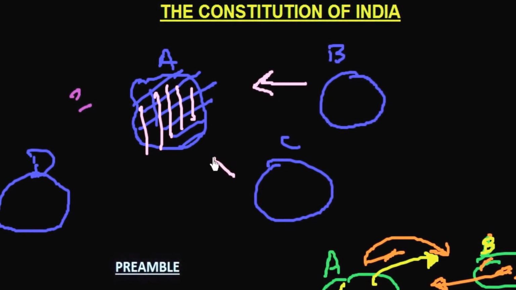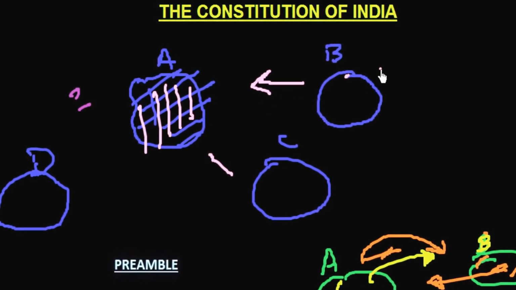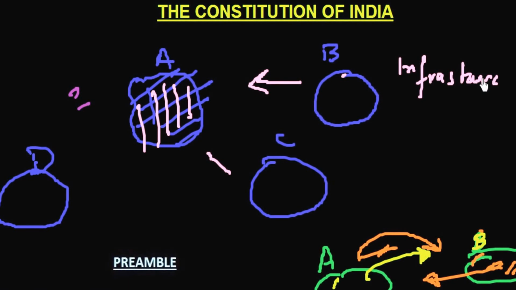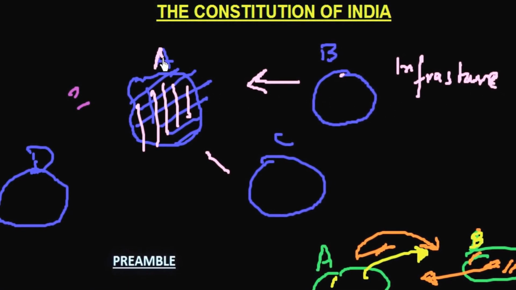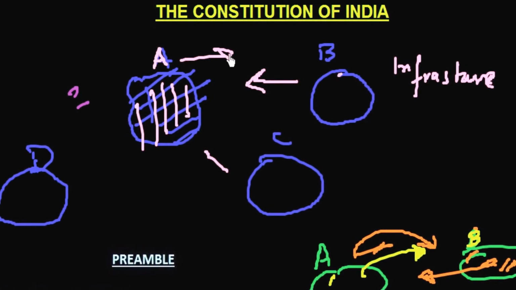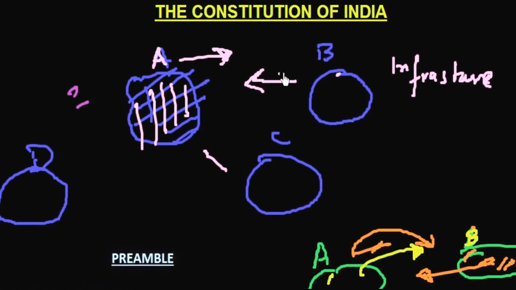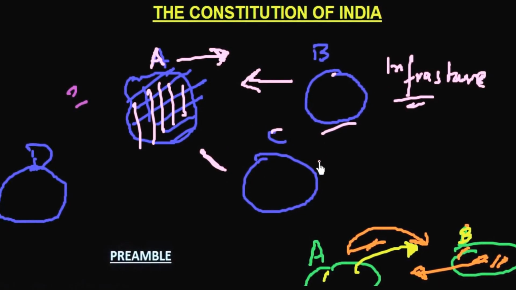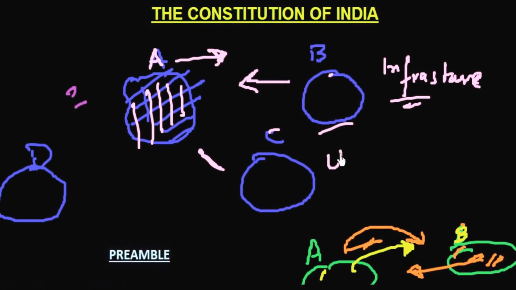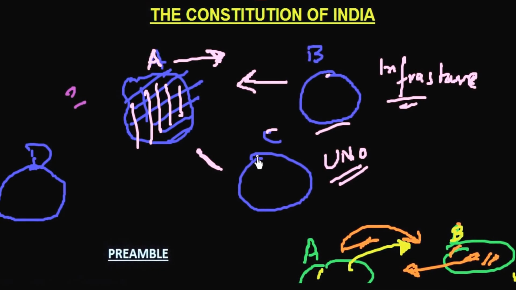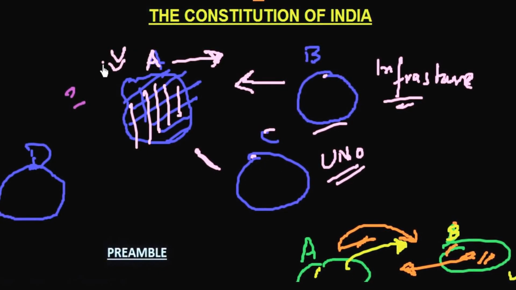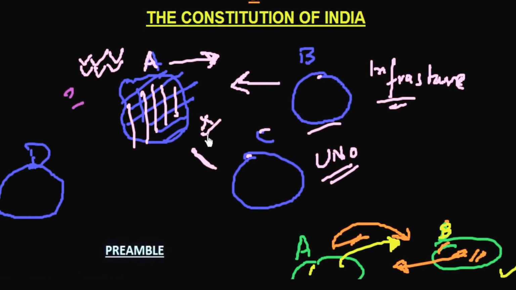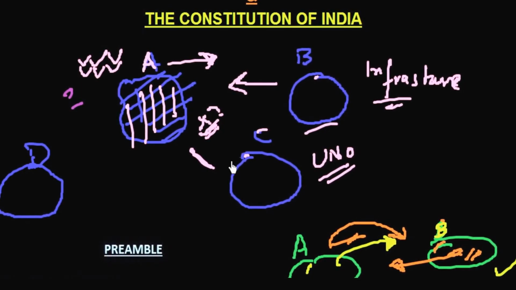But yes, country B can always influence country A. Let's say country B has a good kind of infrastructure. Then country A can always check it, copy it, or get influenced by the infrastructure of country B. Or if there's an international institution like UNO, United Nations Organization, then it can say, hey country A, what you are doing in your country is not good for the whole society or for the whole mankind, and you should stop it. We can just advise you for that.